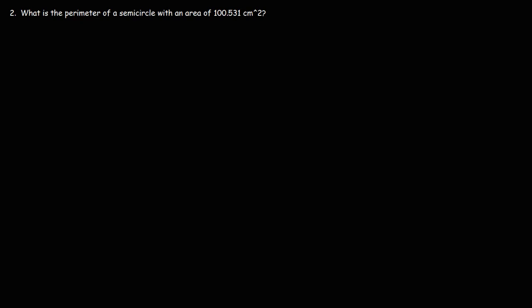Now what about this problem? What is the perimeter of a semicircle with an area of 100.531 square centimeters? So feel free to pause the video and work on that example. So let's rewrite the formula for calculating the perimeter. So we said that it's equal to the radius of the semicircle times pi plus 2. Now we're given the area of the semicircle. So we could use that to calculate the radius.